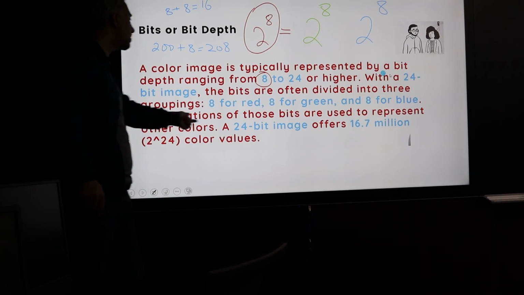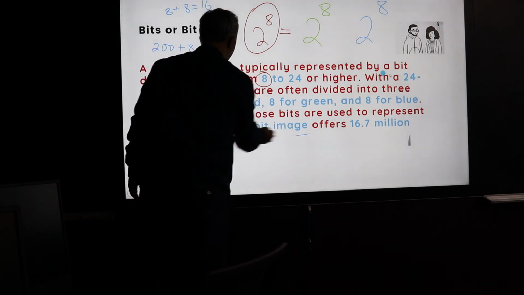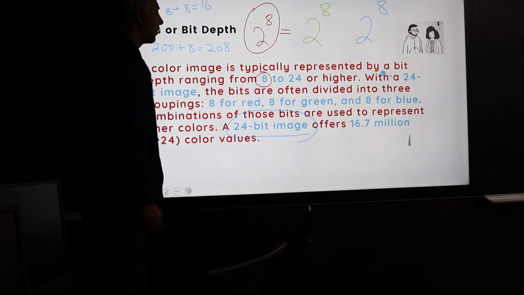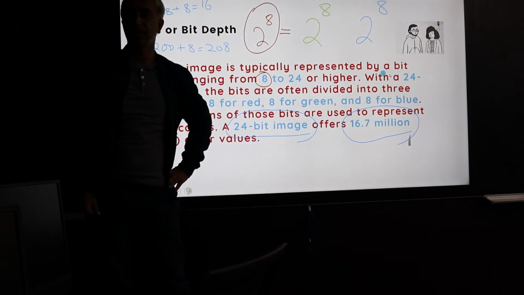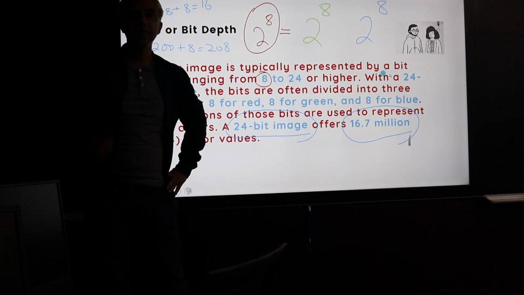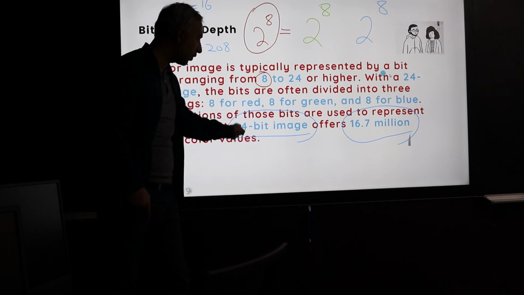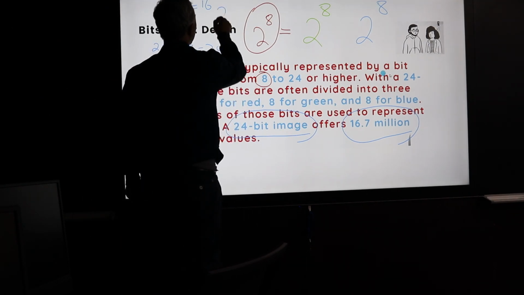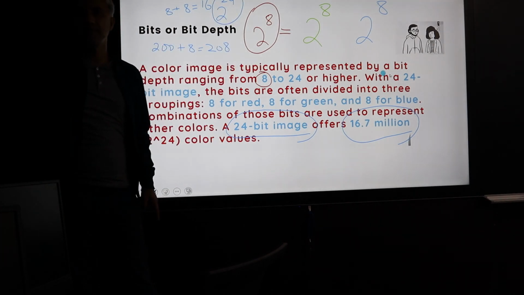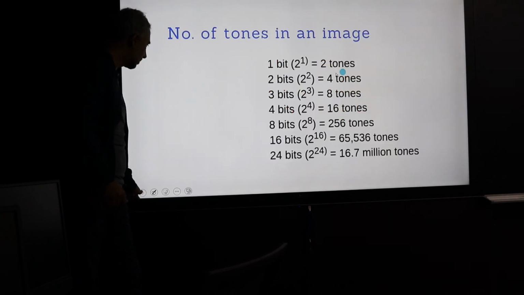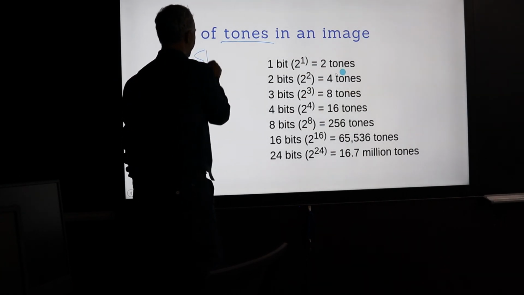So this is another thing. The combination of those bits is used to represent other colors. Here the 24-bit image offers 16.7 million shades. 8 bits represent a very simple 256 shades. But the 24-bit image, why? Because you are considering this one. Are you getting it? So here the configuration tone, basically tone is similar to shades.